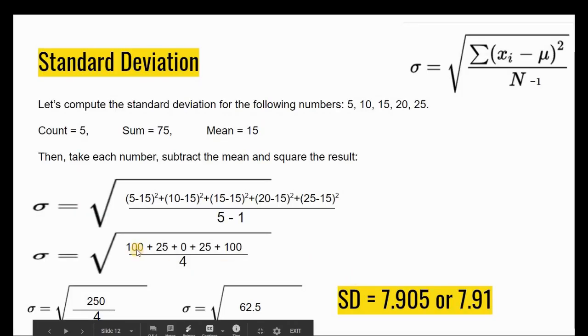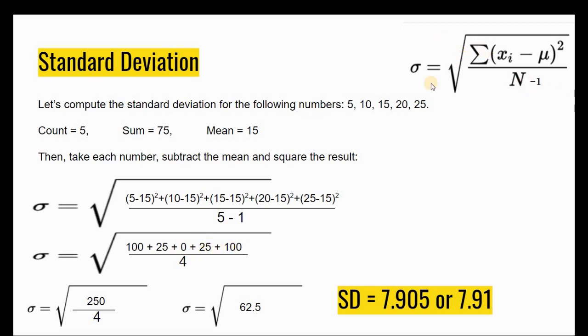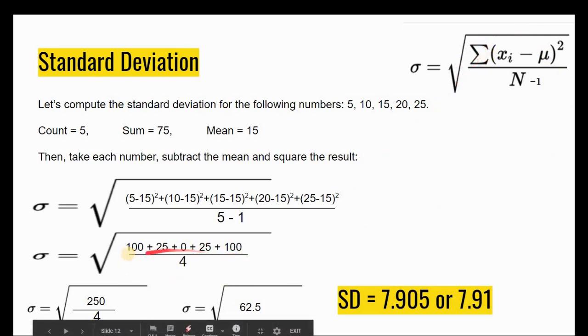So, after mong makuha yung lahat ng answers dito, you have 125, you have 0, 25, and then 100, no? You just need to sum it, no? Pag-aadd mo lang siya. Kaya summation yung symbol natin, no? So, when you add all of these up, you will have 250. Okay? 250 divided by 4, you will have 62.5.